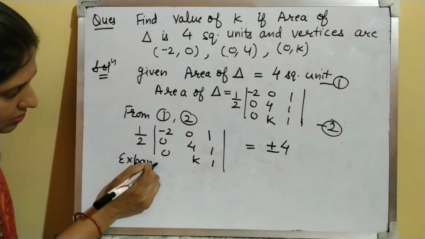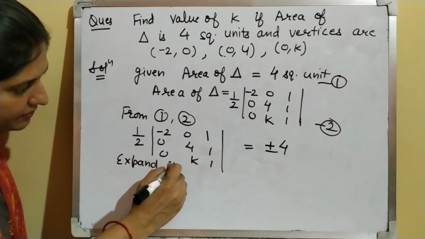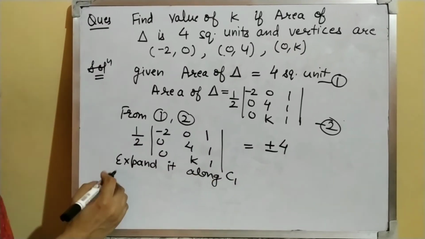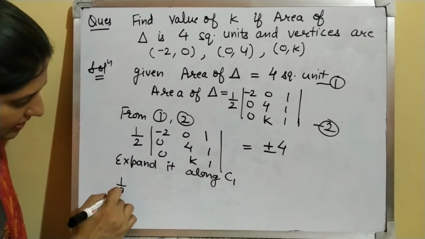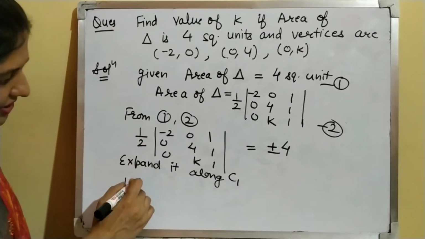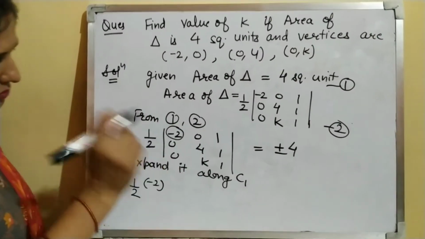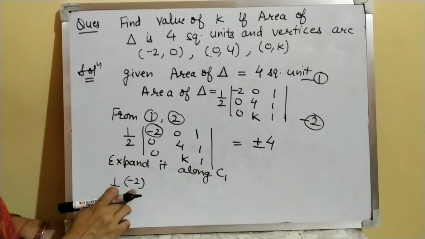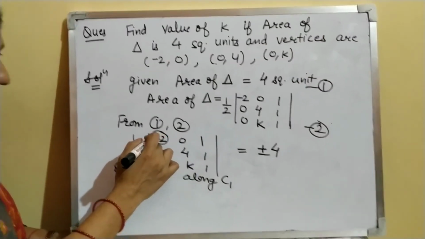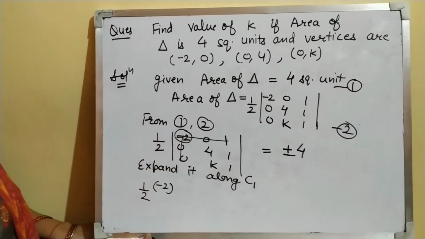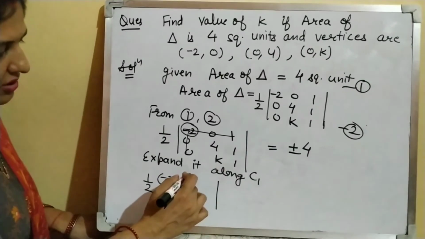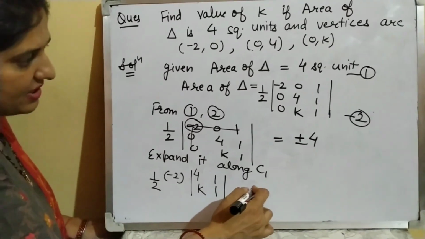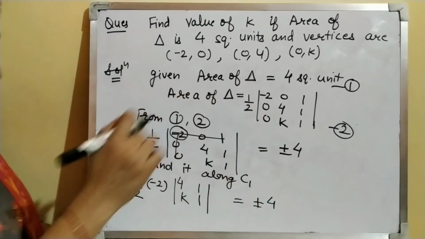Expand the given determinant along C1. We get 1 by 2 as it is. The first entry is -2, because we are expanding along column 1. We take the first entry -2. Delete the first row and first column and write all the entries as they are, which is equal to plus minus 4.